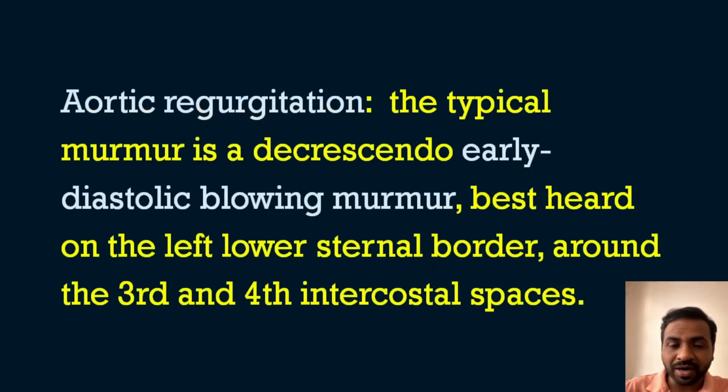Then what about the other options? Another option was aortic regurgitation. In aortic regurgitation, the typical murmur is a decrescendo early diastolic blowing murmur. Here the murmur is a diastolic murmur, which is best heard on the left lower sternal border and around the third and fourth intercostal spaces. So aortic regurgitation will have a diastolic murmur, and the position I have already explained.